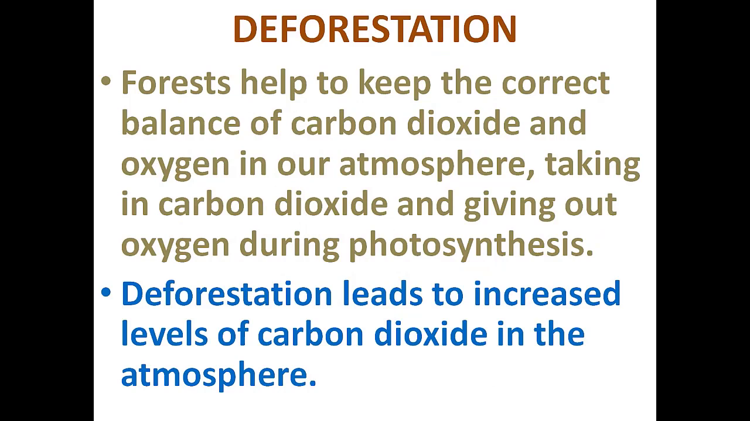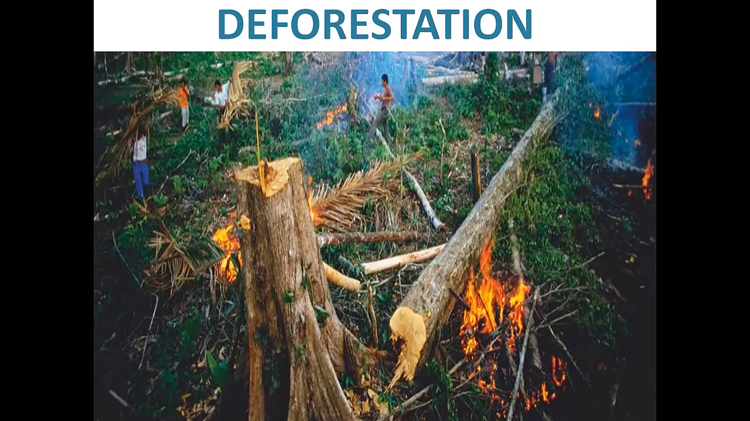We all know forests help us in balancing the oxygen and carbon dioxide levels in the atmosphere. The forests help us to keep the correct balance of carbon dioxide and oxygen in our atmosphere, taking in carbon dioxide and giving out oxygen during photosynthesis. What happens in deforestation? A lot of trees are being cut; they are removed. When so many trees are being removed, the carbon dioxide level in the atmosphere will increase. This increase in carbon dioxide levels can cause many consequences. We'll study about it later on.